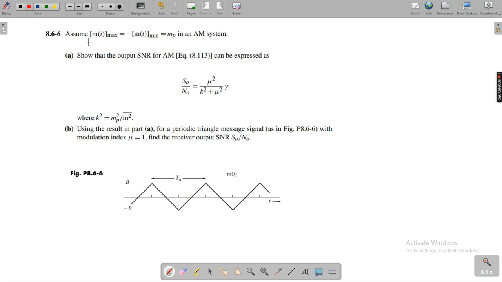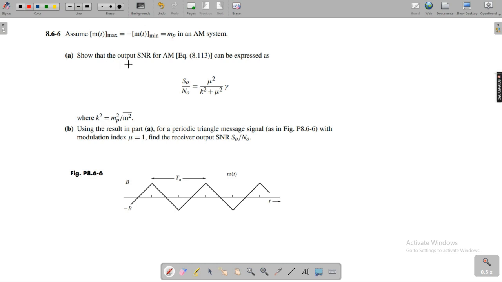Moving to another question. In this question, he is saying assume m of t max equal negative m of t minimum equal m of b in an AM system. AM means analog modulated system. M of t is the name of the signal, so the signal is called m of t. Max and min, this means the magnitude of the amplitude. So the maximum value and the minimum values are equal.